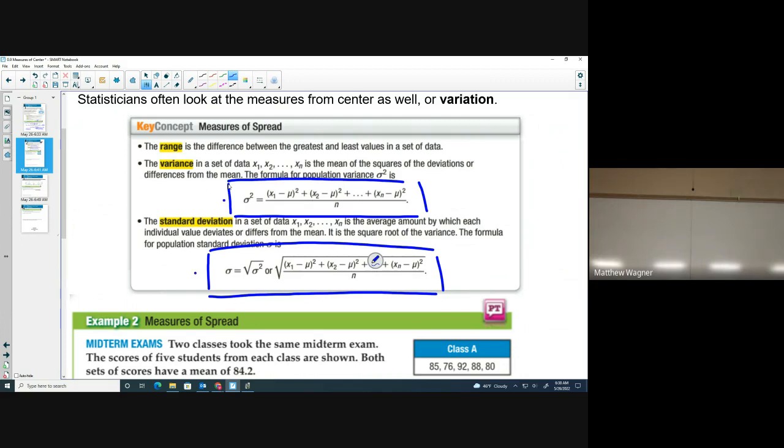Keep in mind, these are the two formulas for population standard deviation. The only difference if we're looking at a sample standard deviation is we're going to divide by n minus 1. Honestly, in this class, you don't really need to know the difference, but I'm going to show you how they differ when we run those calculations in our calculator. And then the standard deviation is just the square root of the variance. So if you can get one, you can get the other. If you know one, you can get the other easily.